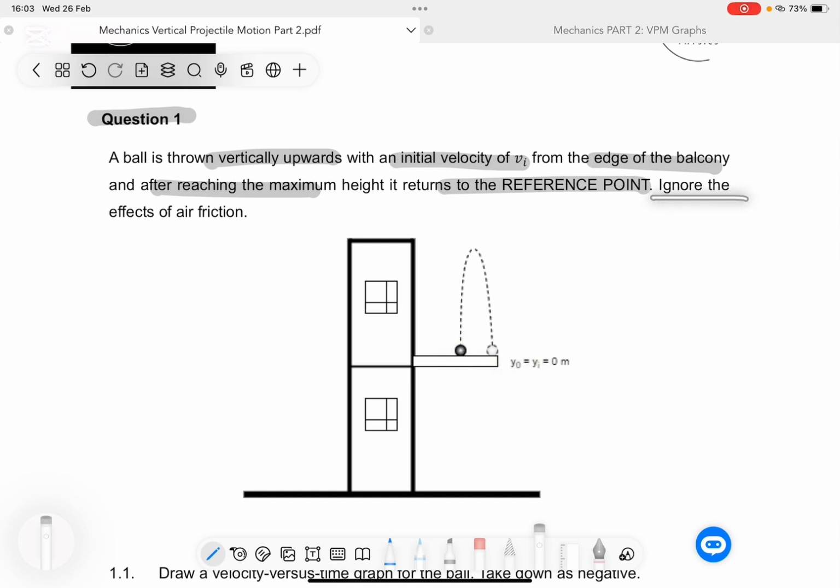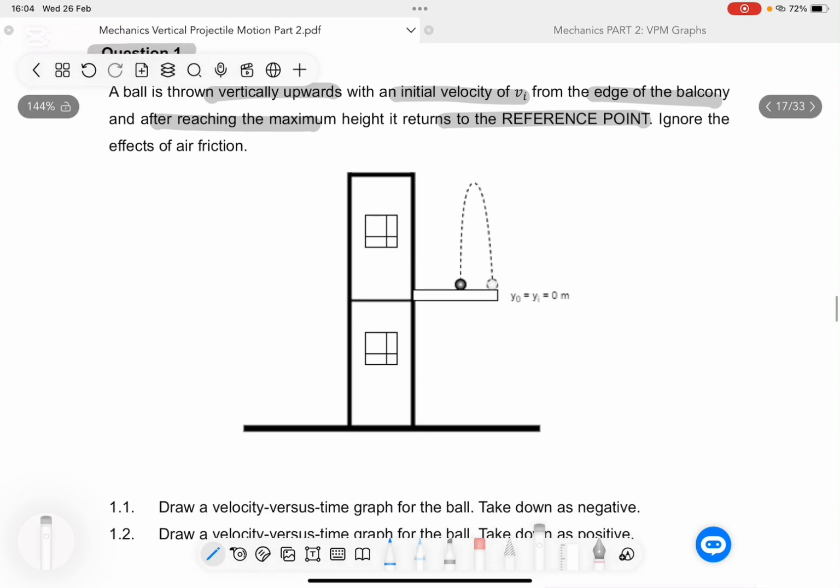The question further says to ignore the effects of air friction. Now, this is to say that this object moves in free fall motion. That means the only force acting here is the gravitational force. And that is a normal case for vertical projectile motion, it becomes a very specific and unique type of motion, because this motion can get complex when there's air friction and other external forces.